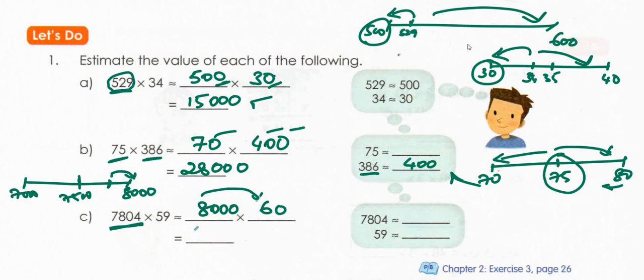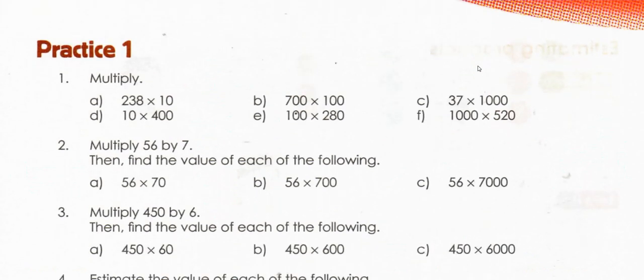8 6s are 48. How many zeros are there? 1, 2, 3, 4. Keep 4 zeros. This is your 4,80,000 is your answer. Let's go to practice 1. In practice 1, first we'll go with multiply. All very simple. I'll just explain 1 or 2 from each problem.